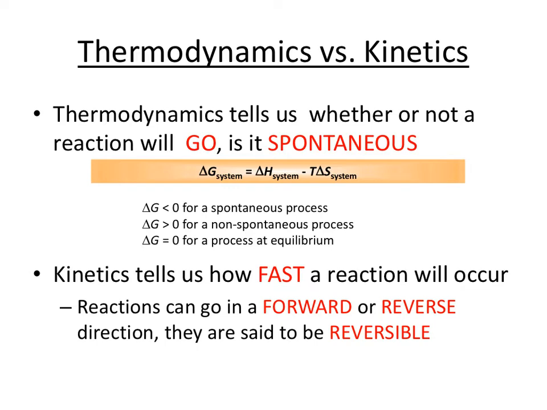In the last unit, we studied thermodynamics, and thermodynamics told us whether or not a reaction would go, whether it was spontaneous or not under the conditions that we were using. If you recall, delta G was a key factor in the last unit. Delta G is called Gibbs free energy.